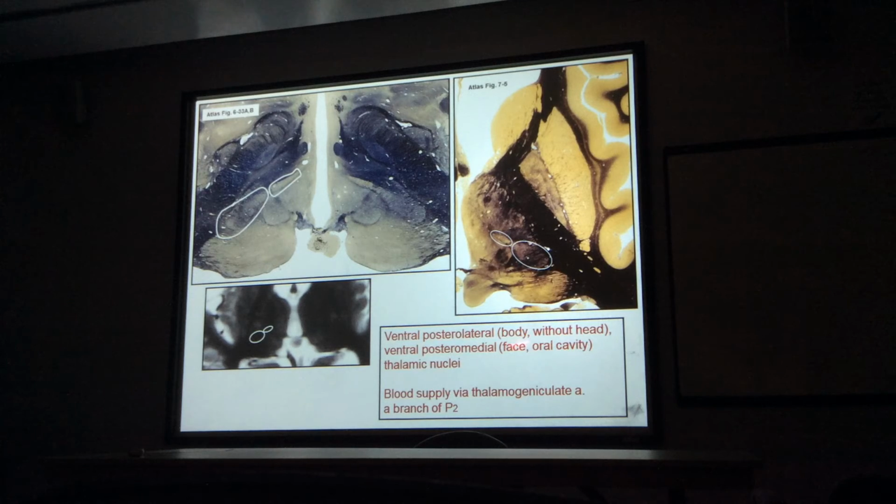And so we have here these two nuclei, VPL, sort of representing body without the head, and VPM, the face and oral cavity. And of course, the blood supply to this area is largely by way of the thalamogeniculate artery. And the name tells you what's being served, thalamus and geniculate nuclei. And of course, knowing the relationship of those to the tracts, okay, it's got to be these nuclei also, because it's called the thalamogeniculate.